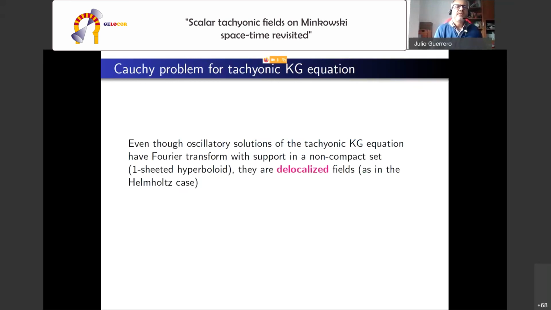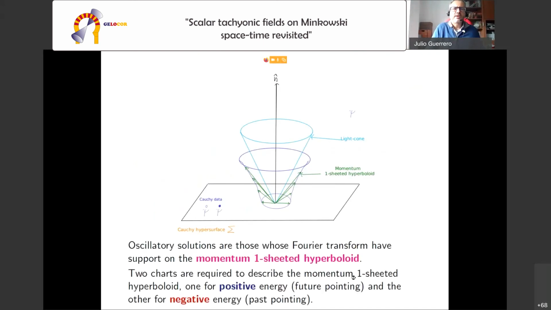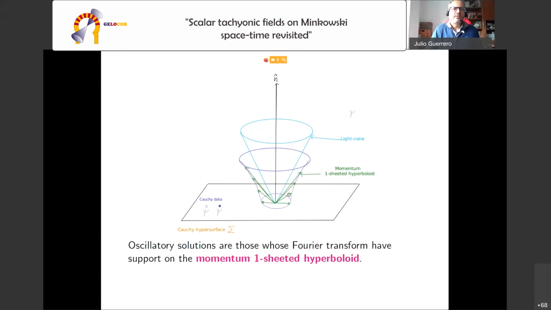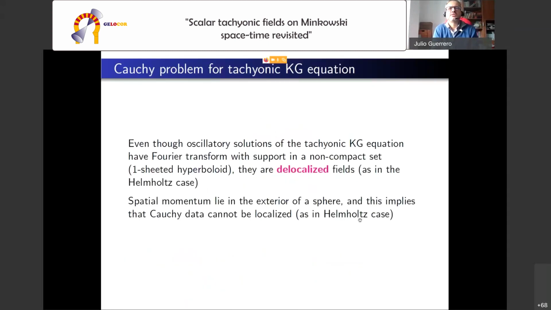Okay, so thank you. As in the case of the Helmholtz equation, tachyonic solutions of the Klein-Gordon equation are delocalized. And they are delocalized because even though the momentum space is not compact, the momenta cannot take any value. If we project the momentum into the configuration part, into the spatial components, they cannot cover the whole R3, but there is a hole of values which are not allowed. Because of this, you cannot construct a localized solution on the Cauchy surface. So the solutions of this Klein-Gordon equation also fail to localize.